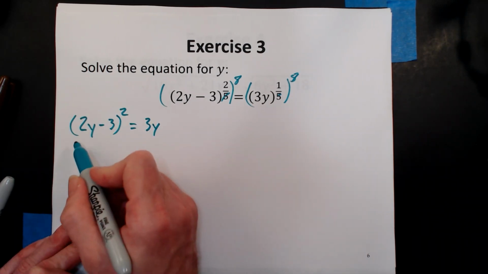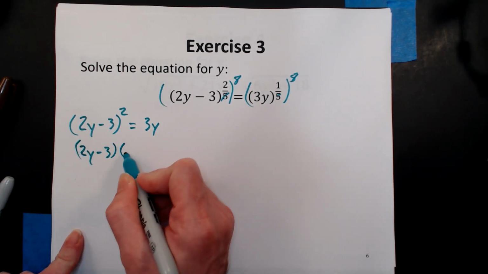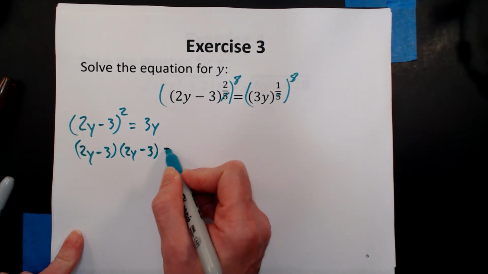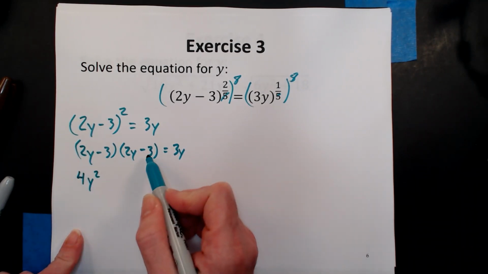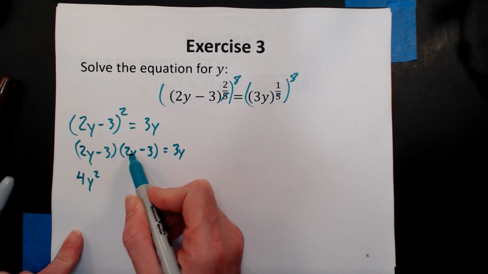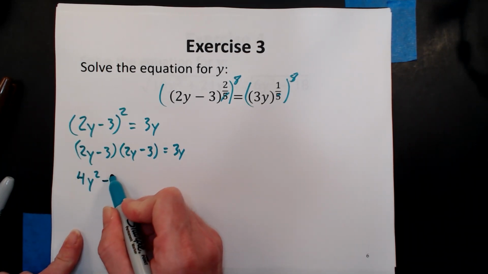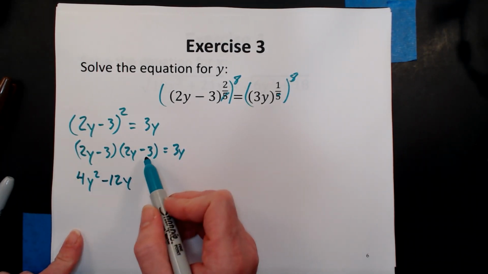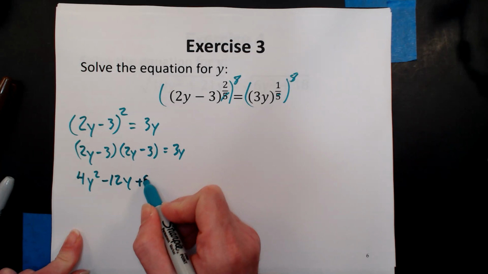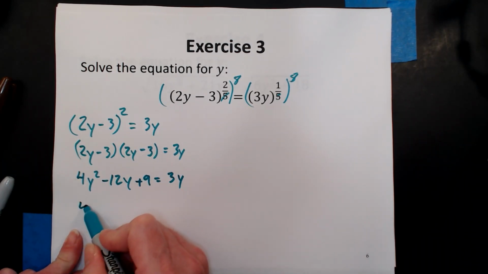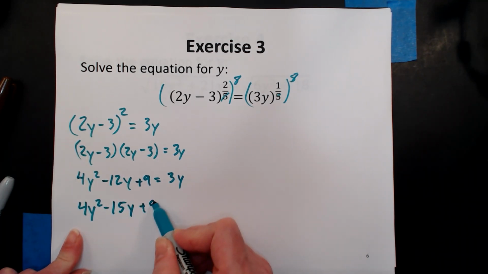So I have to FOIL this out. You want to write it off to the side. Let's just write it out this time. My leading coefficient's not 1. So 2y times 2y is 4y squared. 2y times negative 3 is negative 6y. 2y times negative 3 again, and negative 3 times 2y is negative 6y. So I have negative 6y and negative 6y for negative 12y. And then we have negative 3 times negative 3, which is going to give me positive 9 equals 3y. Move the 3y over to the other side. I get 4y squared minus 15y plus 9 equals 0.